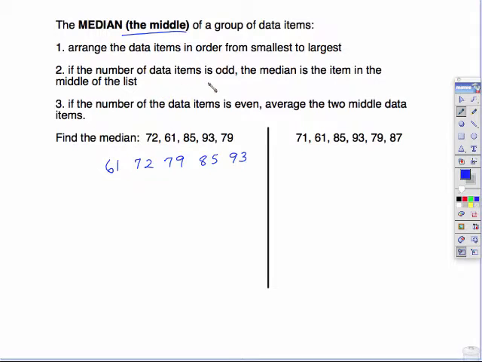If the number of data items is odd, then the median is the item in the middle of the list, like this. Right smack in the middle is this. Now, in grade school, I'm betting your teachers taught you to do this, and there's nothing wrong with this either.